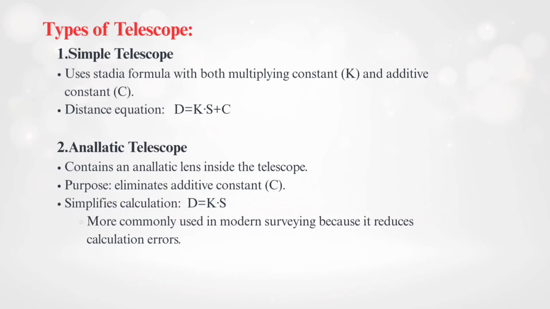Actually, there are two types of telescope: a simple telescope and an analytic telescope. A simple telescope requires us to use the full formula including the multiplying constant k and the additive constant c. But an analytic telescope has an extra lens inside it, called an analytic lens. This means it removes the additive constant so the calculations become simpler. Most of the modern tacheometers have an analytic telescope because it saves time and reduces calculation errors. So this is all about the telescope of a tacheometer.